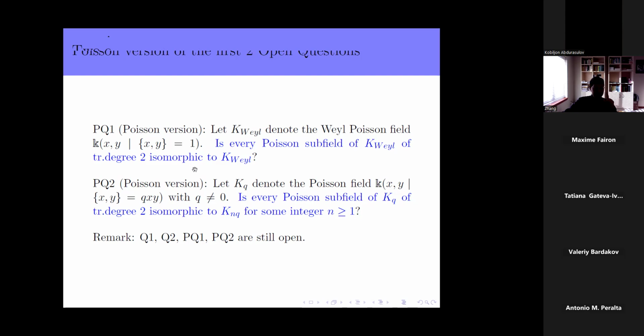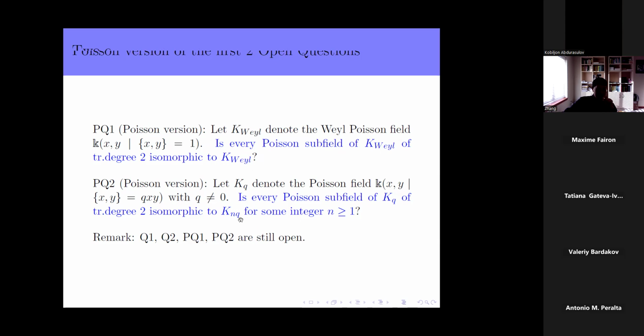And these Poisson versions are still open. But somehow we feel that the Poisson versions are slightly easier to work with. But I don't know, these are still open, so maybe equally difficult. Okay. So for the Poisson version of the Weyl Poisson field, the statement is exactly the same: the subfield should be isomorphic to itself.